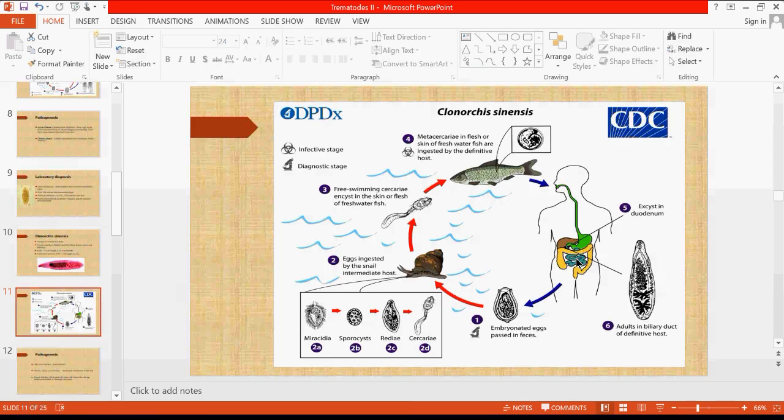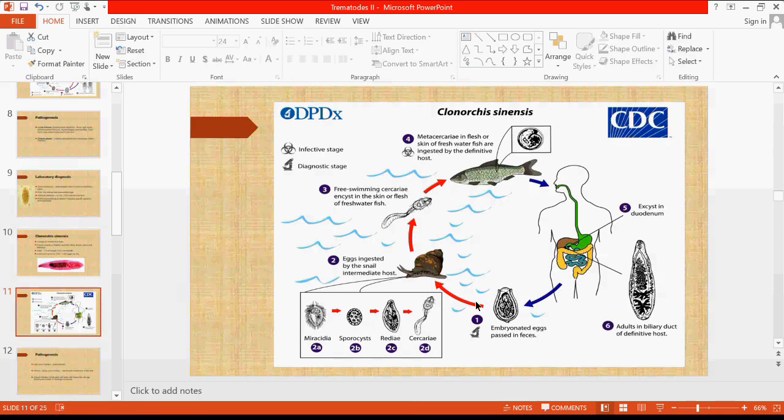The adult will form and start laying eggs, around 1 to 4,000 eggs per day. The only thing is that these are embryonated eggs. Whatever we saw previously with Fasciola hepatica, those are unembryonated eggs which are laid, and which turn into embryonated eggs in the water. But here already embryonated eggs have been laid, released into the intestinal tract, and excreted along with the feces into the water. So here embryonated eggs pass in the feces, which come again into the water.